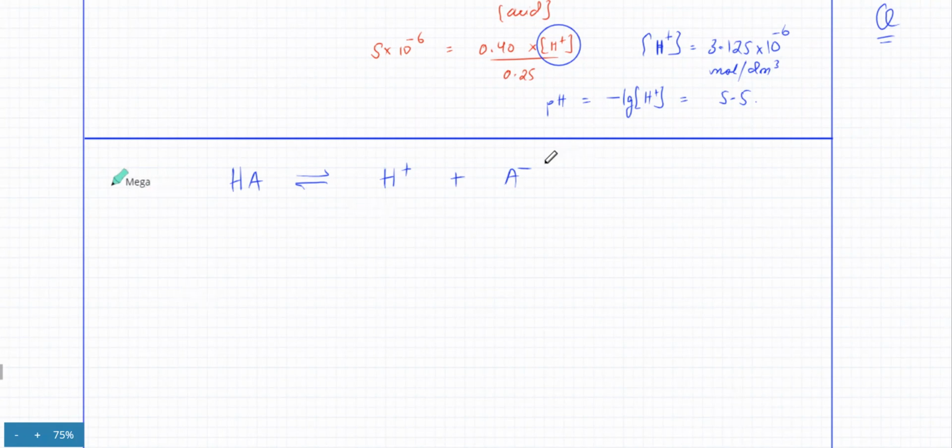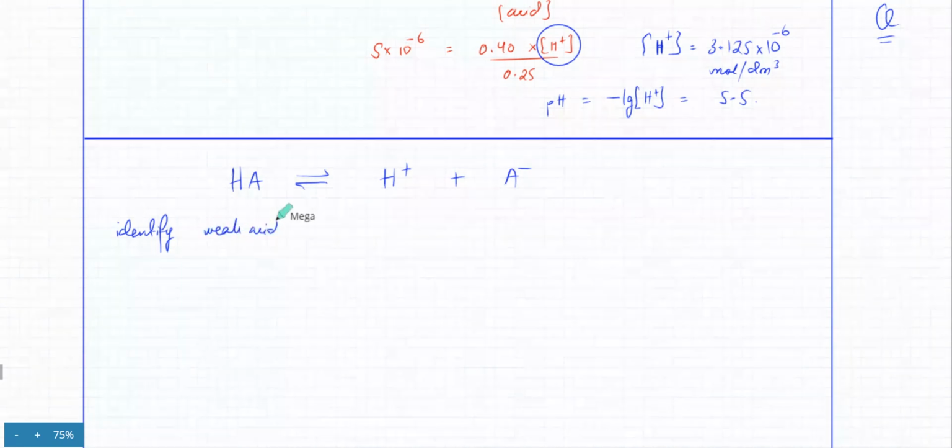Now, for organic acids, you're mainly familiar with carboxylic acids, so it's kind of easy to identify which one is the acid and which one is the base. The problem would come when you need to identify, let me write the heading, which one is the weak acid and which one is the conjugate base.